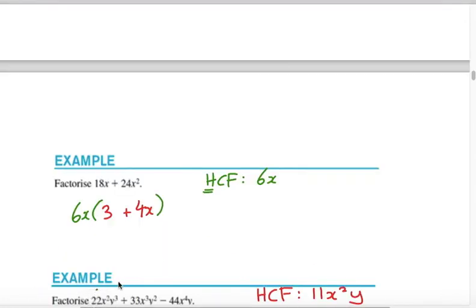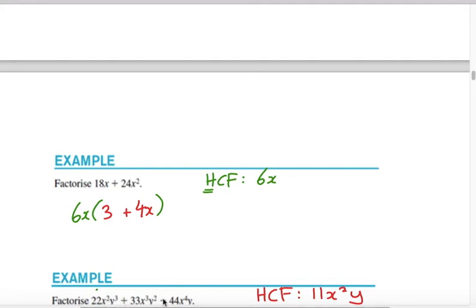So factorize, big complicated one, 22x squared y cubed plus 33x cubed y squared minus 44x^4 y. So I guess there's probably going to be a number and a letter maybe that comes out. So try to think what is a number first. There's 22, 33, 44. That's right, the number is 11. It's the highest common factor of all of those.